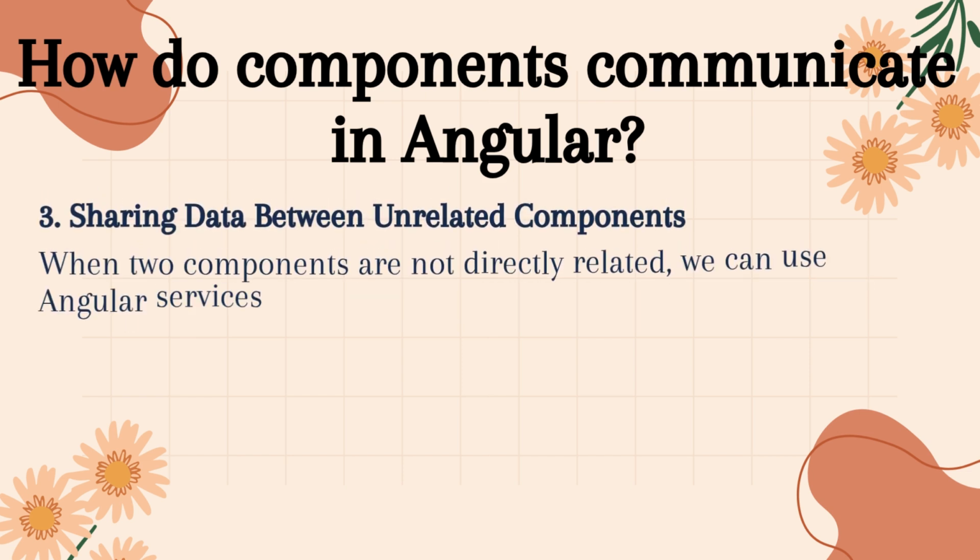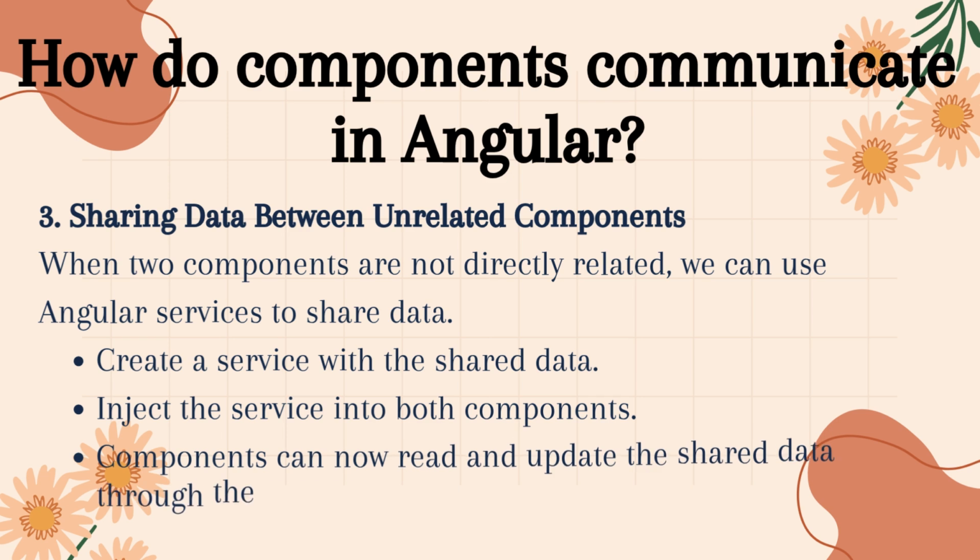Third and last, sharing data between unrelated components. When two components are not directly related, we can use Angular services to share data. Here's how it works step by step. 1. Create a service with the shared data. 2. Inject the service into both components. 3. Components can now read and update the shared data through the service. In short, services are the standard way in Angular to manage communication and data sharing between unrelated components.